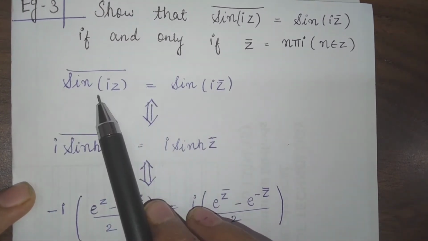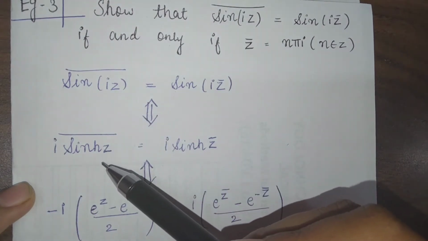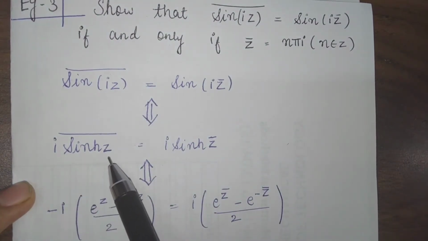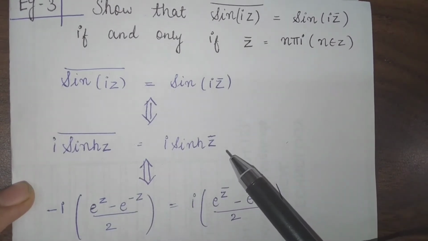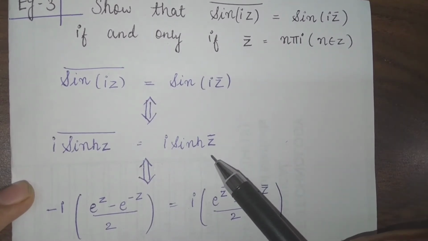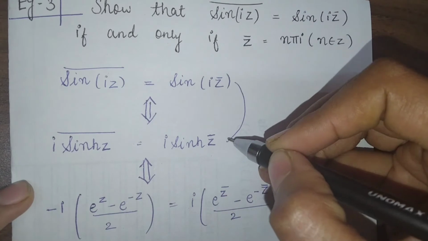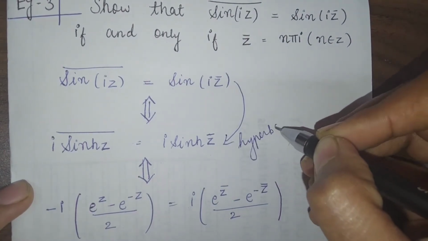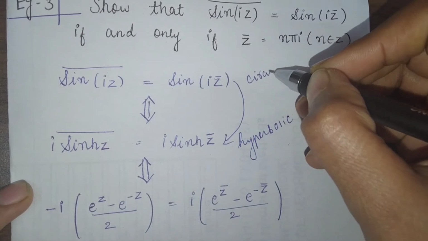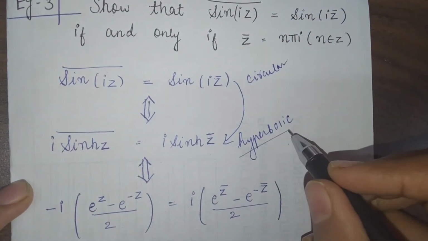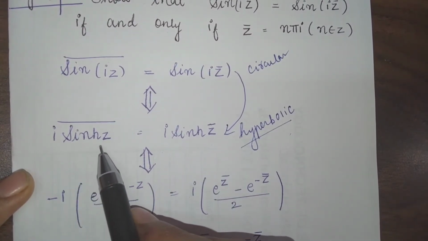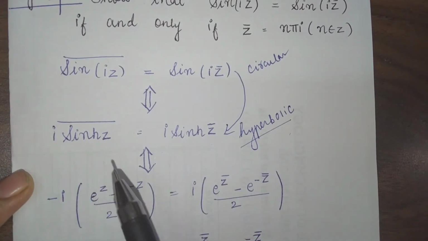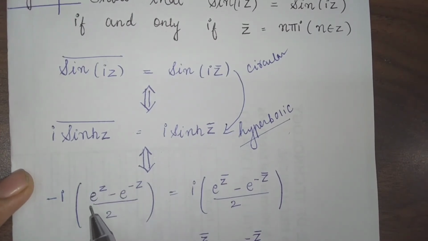Both are circular functions, and they can be represented in hyperbolic functions as i into sinh of z conjugate, and here also i into sinh of z conjugate. This is the formula to represent a circular function in the hyperbolic form. So these are hyperbolic functions, and the given functions are circular functions. And now we will represent the circular functions in the real part. That is our formula of sinh z, which you all know can be written as e raised to z minus e raised to minus z by 2.